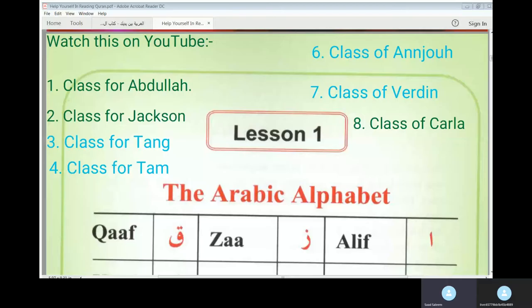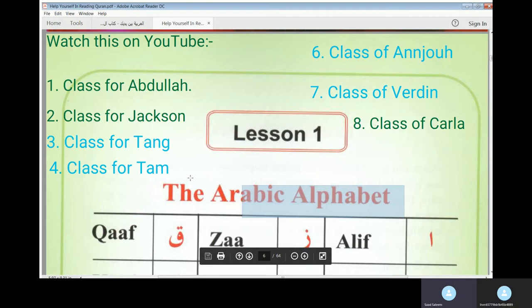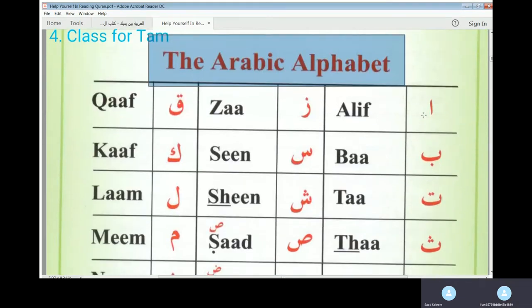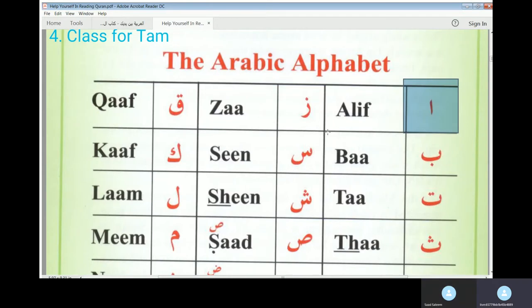Bismillah ar-Rahman ar-Rahim. Today we'll start from lesson number one. You already know about Arabic alphabets, so just go quickly through all these alphabets. All right. Aleph, ba, ta, tha, za, sin, shin. Read horizontally. Okay. Good.